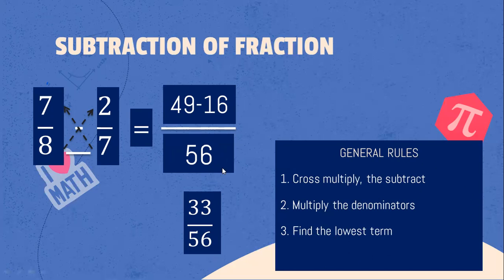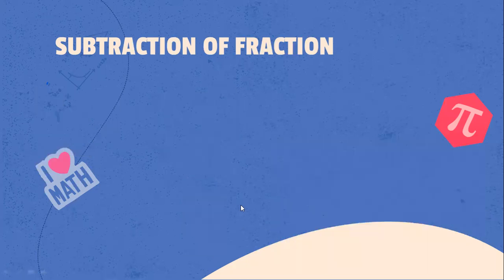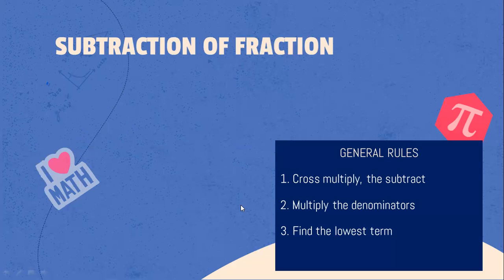Let's review the general rules. Number one, cross multiply then subtract. Number two, multiply the denominators. And number three, find the lowest term. Would you like to try? You try the next example.